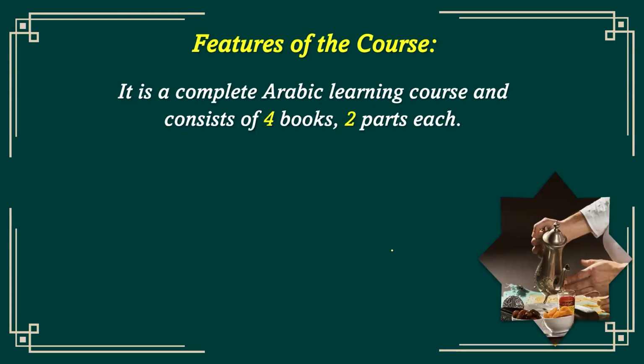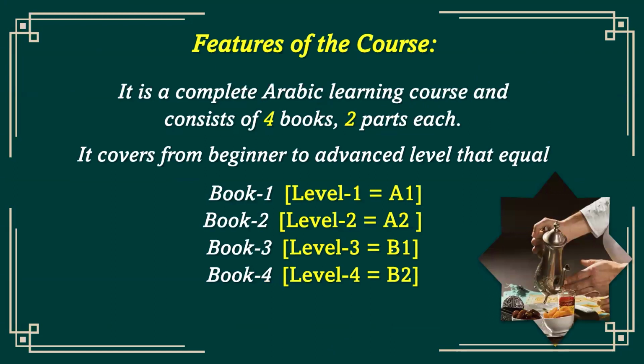It is a complete Arabic learning course and consists of 4 books, 2 parts each. It covers from beginner to advanced level. Book 1 is level 1, which equals A1. Book 2 is level 2, that is A2. Book 3 is B1, and book 4 is B2. So it's a complete course where you learn the Arabic language from the beginning, from 0 to the advanced level.